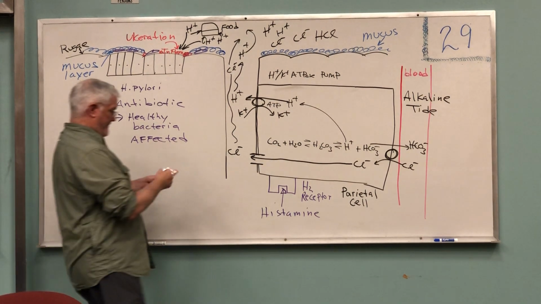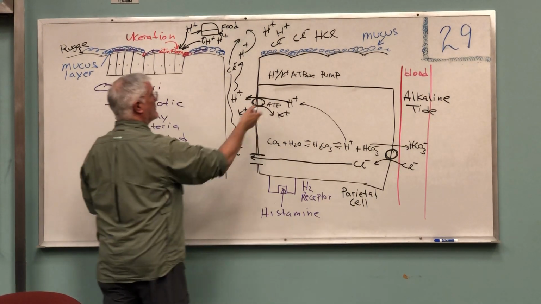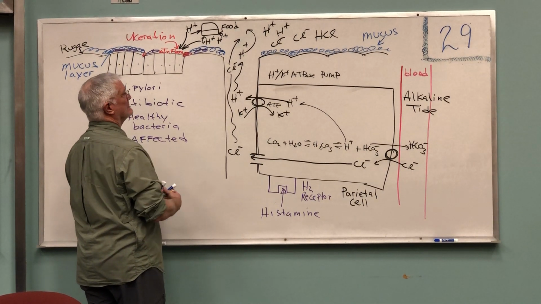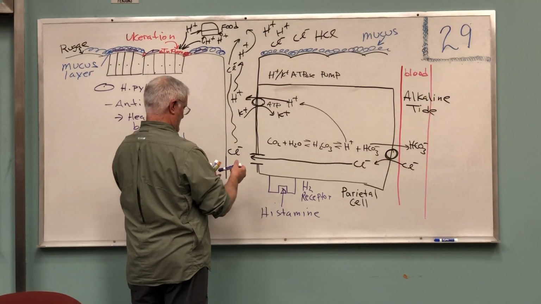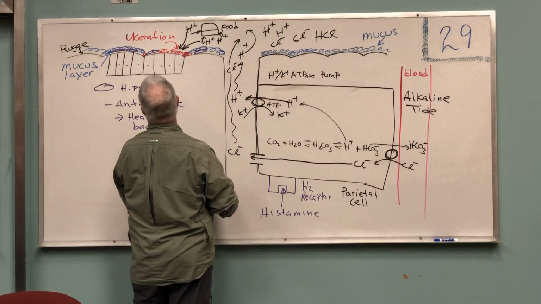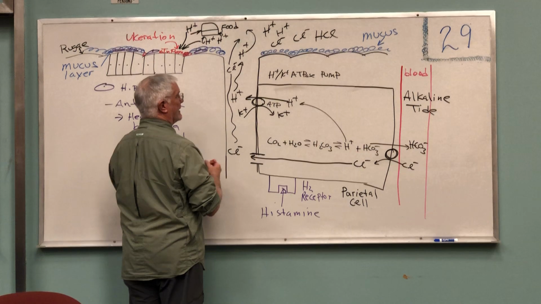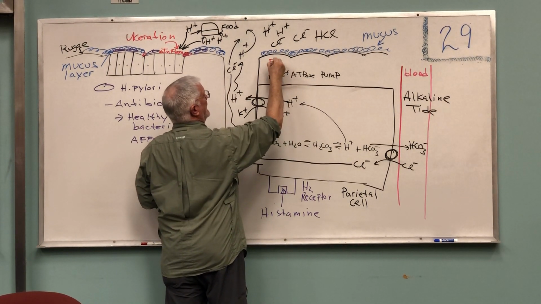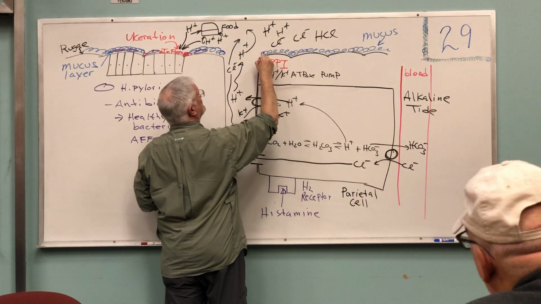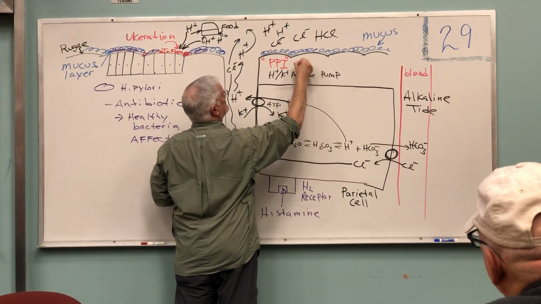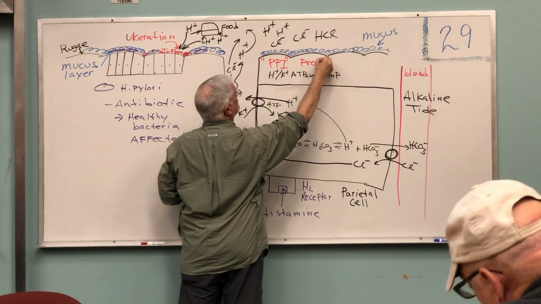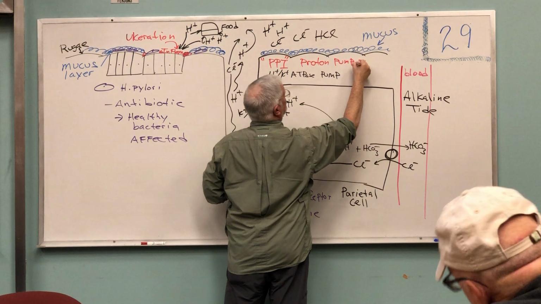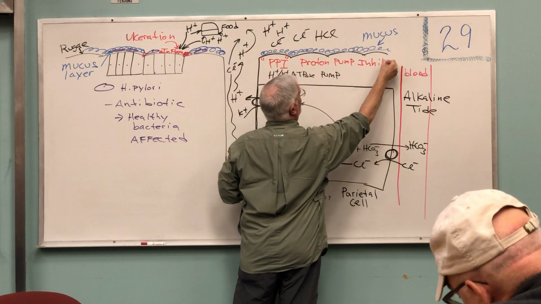So we're going to come down here, and I know about this little thing called the proton pump. We'll use red so it stands out. Why don't I take what's called a PPI? Proton pump inhibitor. Say it louder, David. Proton pump inhibitor. Because what is it doing? It's inhibiting the proton pump.